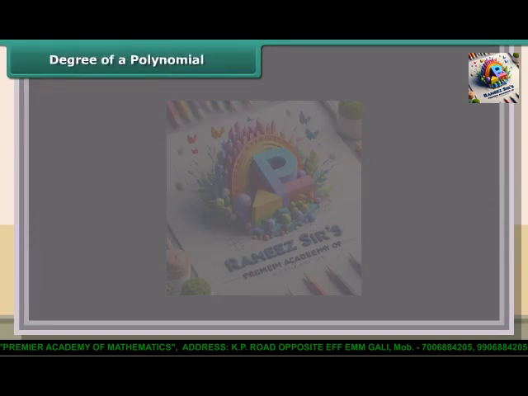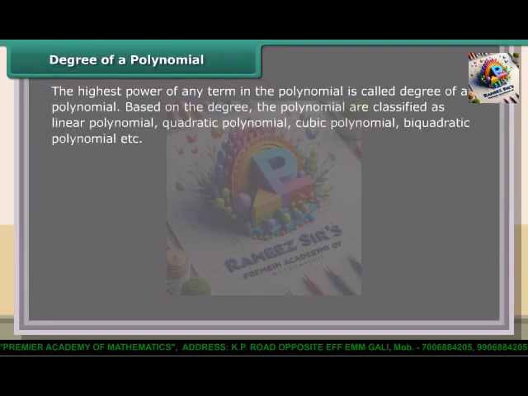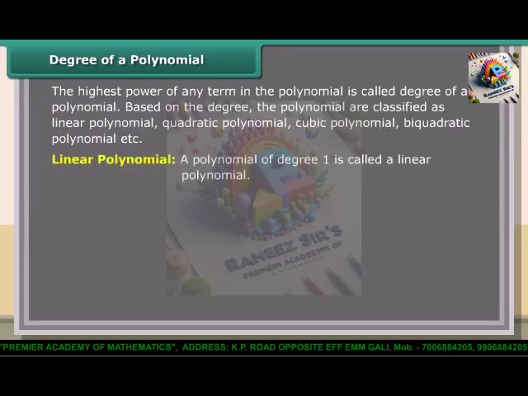Degree of a polynomial. The highest power of any term in the polynomial is called the degree of the polynomial. Based on the degree, polynomials are classified as linear polynomial, quadratic polynomial, cubic polynomial, biquadratic polynomial, etc. Linear polynomial. A polynomial of degree 1 is called a linear polynomial. Example: 3 plus 7 upon 5x. Here x is of degree 1, therefore it is a linear polynomial.